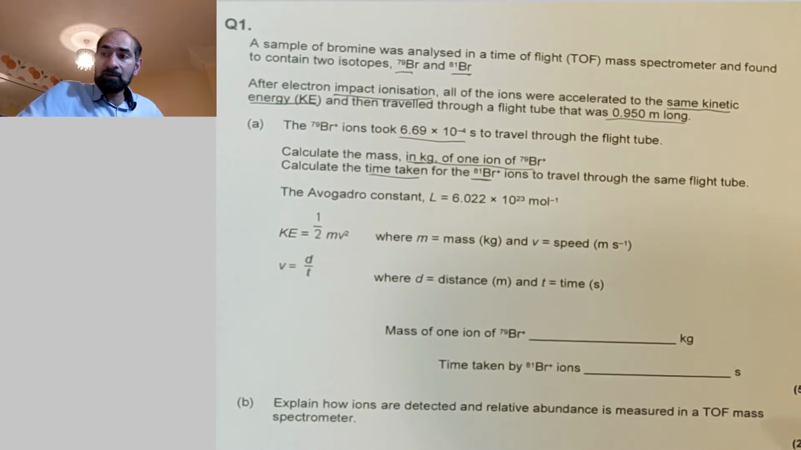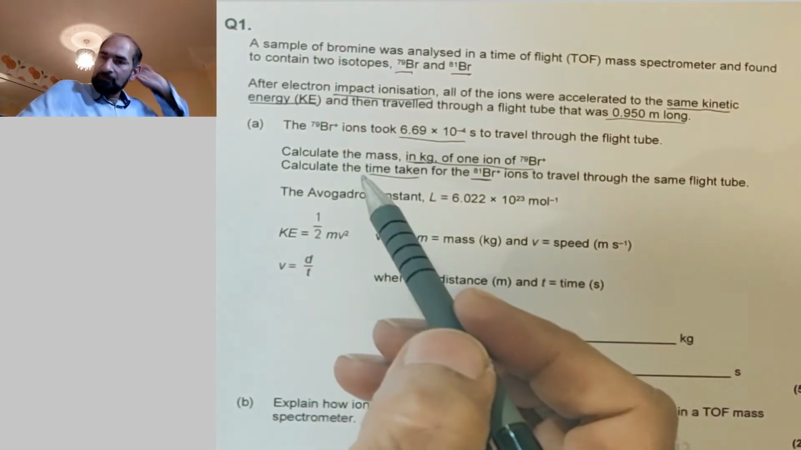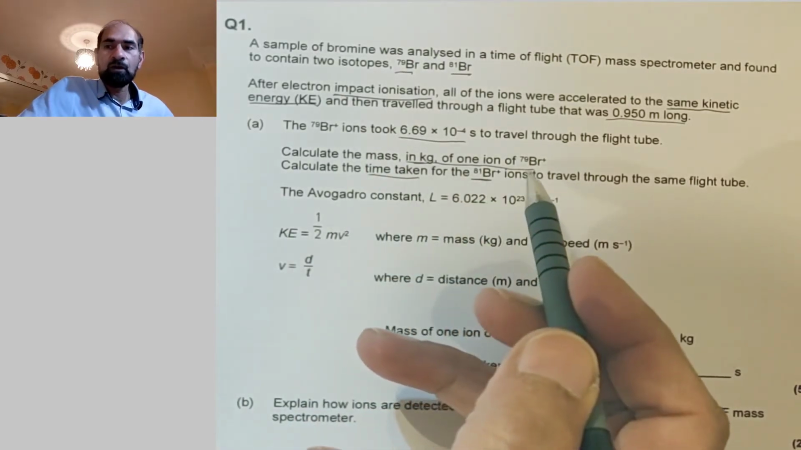And it's a 7-marker question. Obviously there's another part to it, but it's a 7-mark question. Alright, so let's do the first part. Calculate the mass in kilograms of one ion of bromine 79.